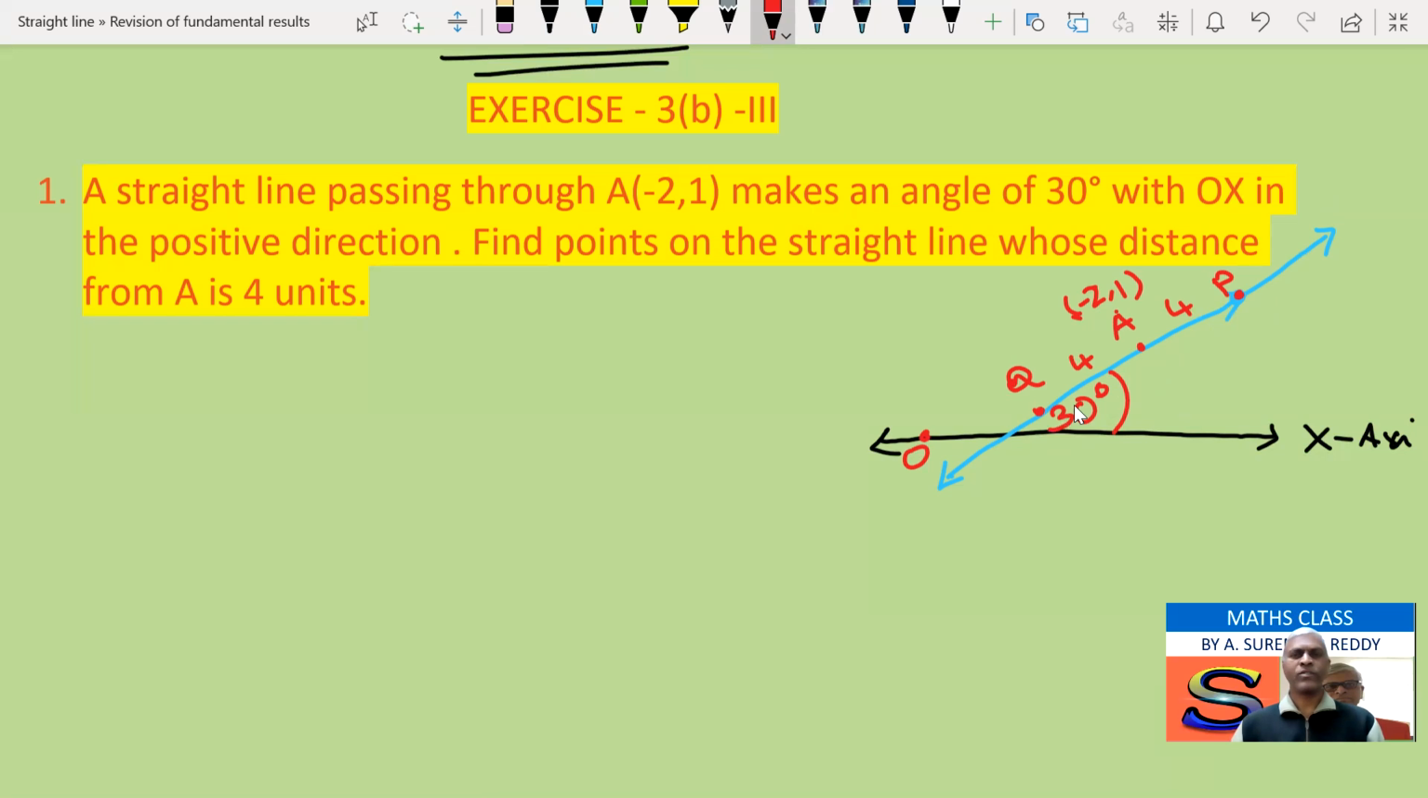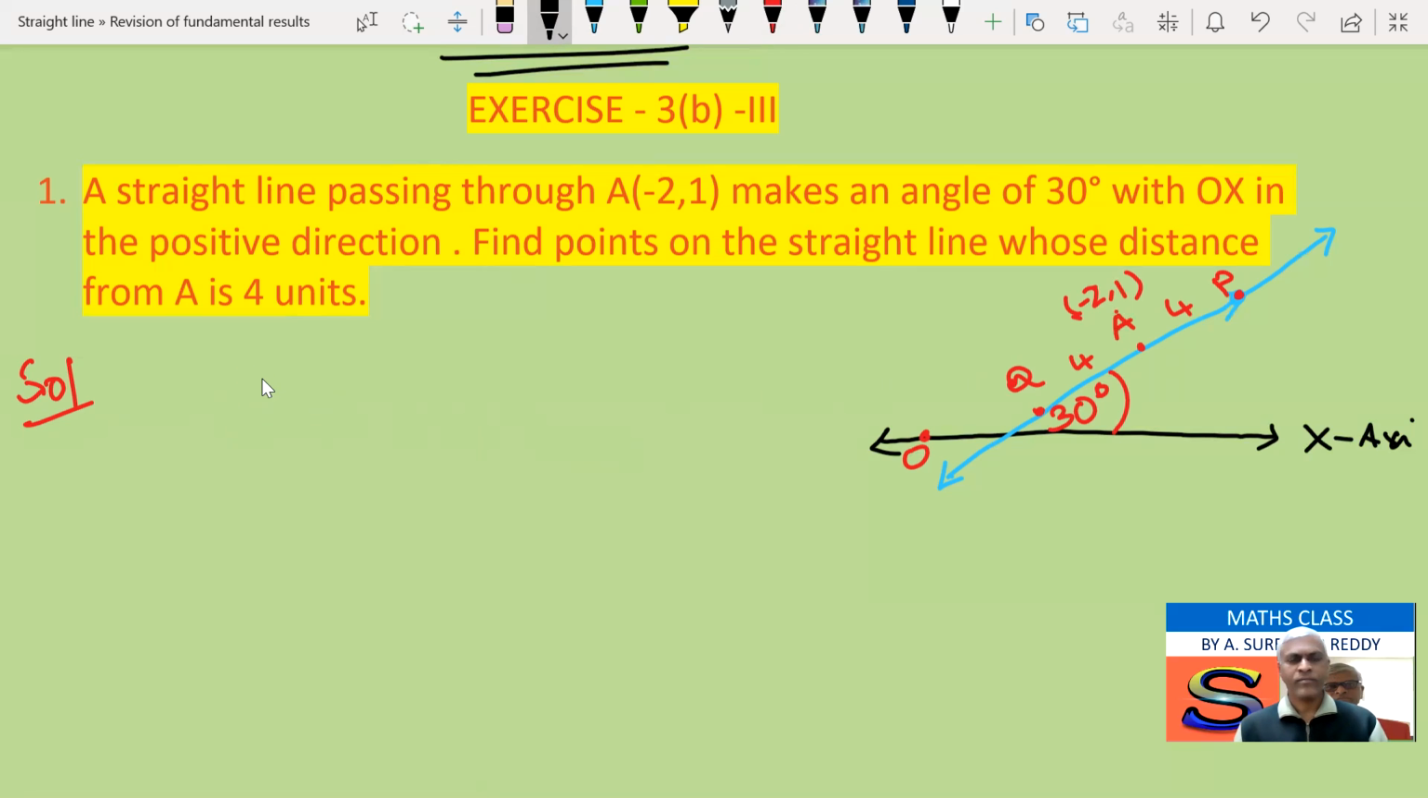We have to find these 2 points which are at a distance of 4 units from A on the line. So this is our problem. Now A is given as minus 2, 1 and angle is 30 degrees and R is 4 units. Now let us take the solution.